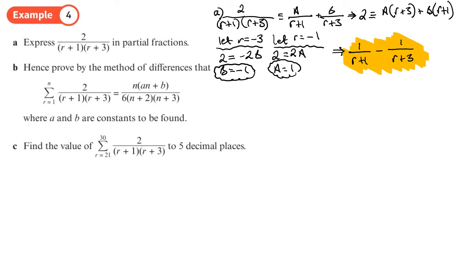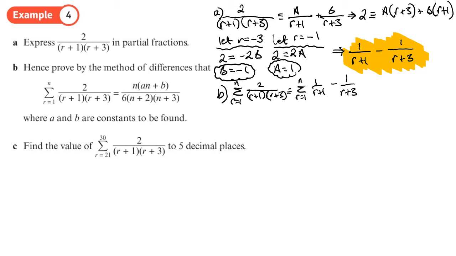Okay, part B. So we want to prove that by the method of differences. So we are going to find the sum of what they want us to find, by finding the sum of its equivalent, which is actually the sum of 1 over r plus 1 minus 1 over r plus 3.